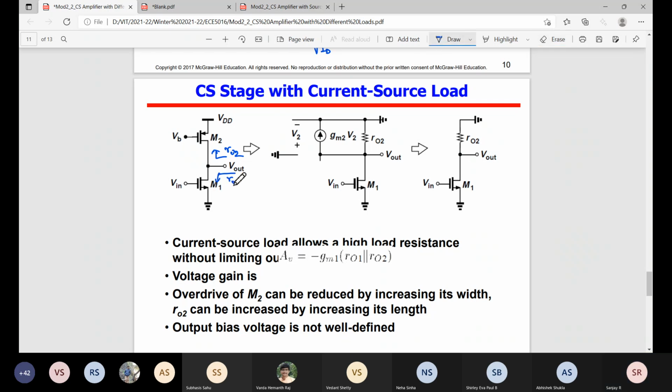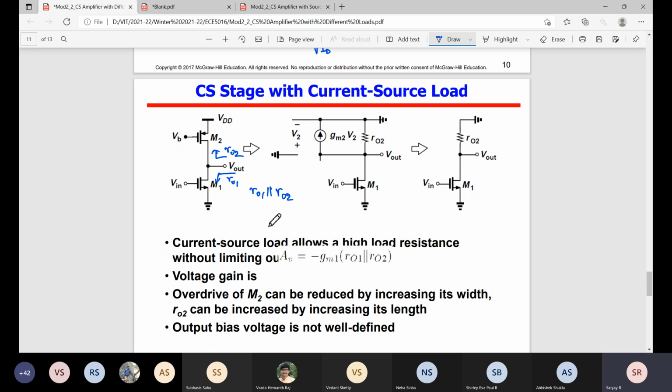R naught 1. So the equivalent RD is R naught 1 parallel with R naught 2. So the gain is minus GM1 times R naught 1 parallel with R naught 2. Is it fine? Okay, so now, sir, with the practical current source, the gain will become minus GM1 times R naught 1 parallel to R naught 2. It is significantly higher than the RD. R naught 1 parallel to R naught 2 is significantly higher than the RD.